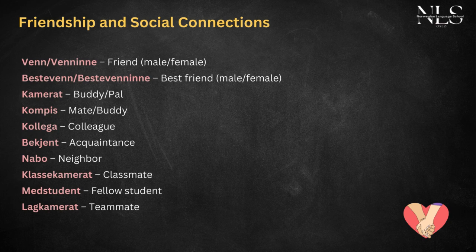Kumpis, mate, buddy. Another informal term for a friend, similar to kamerat, but can be used for both male and female friends. Kollega, colleague. This term is used for a co-worker or professional associate. Bekjent, acquaintance, used to describe someone you know, but not well enough to consider a friend.